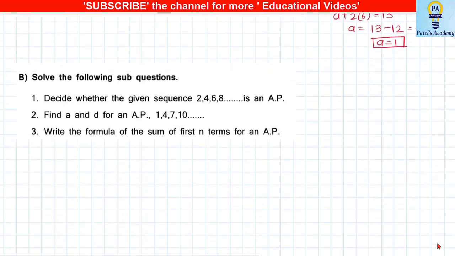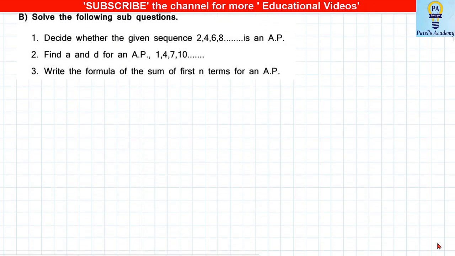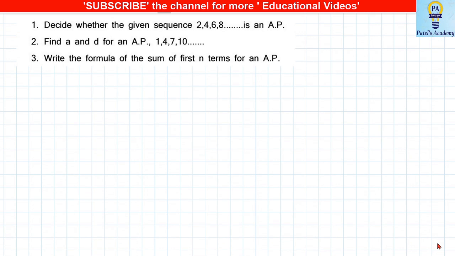Now let us start with question 1B. That is 1 mark each. Let's see the first one. Decide whether the given sequence is an AP or not. To check this, we find the difference between the terms. So T2 minus T1, that is 4 minus 2, is 2.